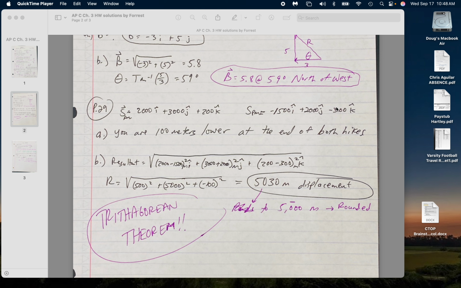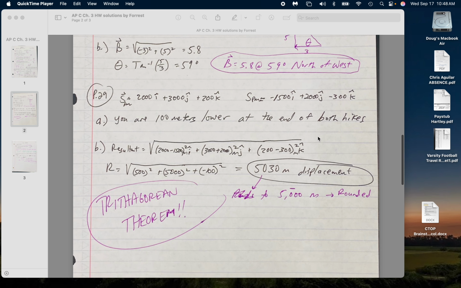upward, downward. So you end up negative 100 meters, or 100 meters lower than where you started at the end of both hikes. The resultant is simply using the Pythagorean theorem for i, j, and k. So I figured out the net displacement in each of those directions, squared all those, and it rounds to 5,000 meters. If you go to 3 sig figs, it comes out to about 5,030 meters.